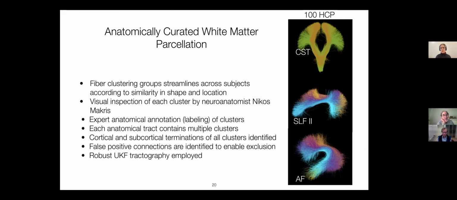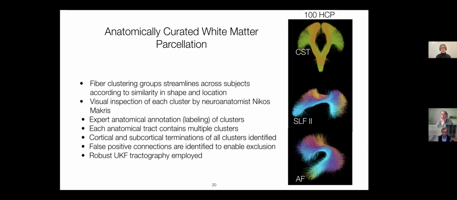So for the fiber clustering across subjects to create our atlas, we use data from 100 healthy Human Connectome Project subjects, very high quality data. And we used robust UKF tractography that's also highly consistent across subjects. What you can see on the right is examples of anatomical tracts in the atlas. The one on the top is our representation of the corticospinal tract in the atlas. So each anatomical tract contains multiple clusters. The purpose of the clusters is to do a fine scale parcellation that corresponds across subjects. That's a good representation of what white matter anatomy is present in the group.